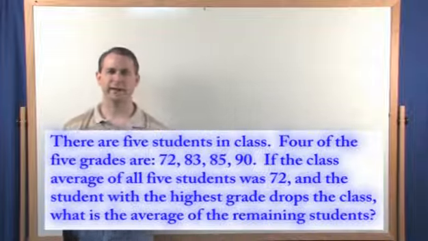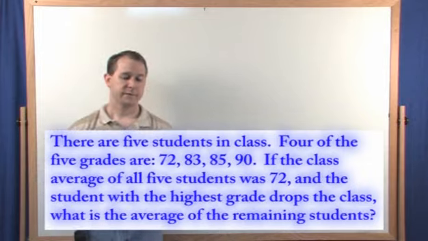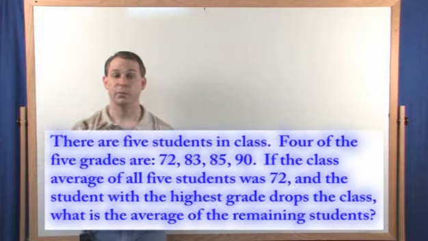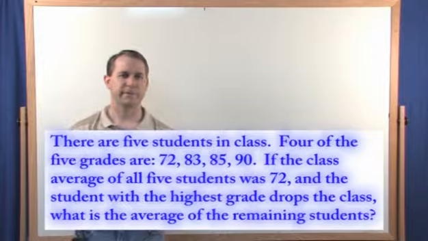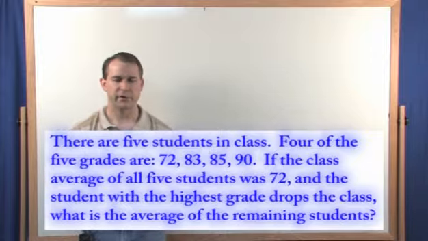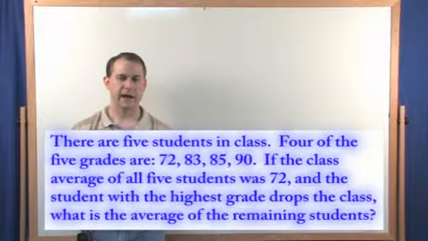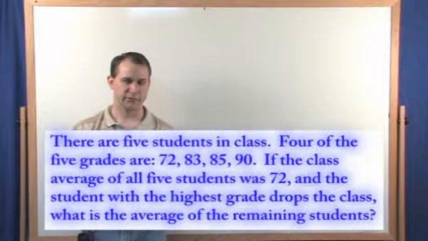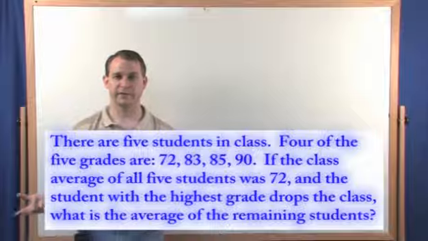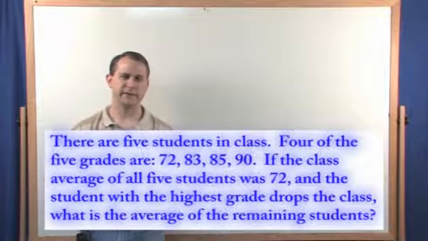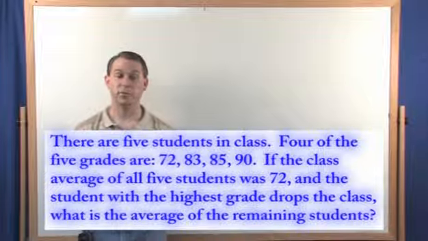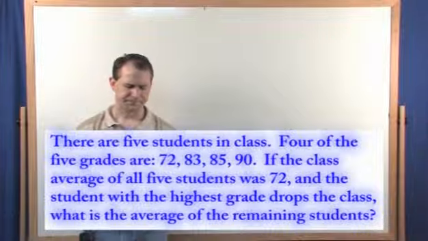So this is a problem that's kind of tricky on different levels. First thing is we know there are 5 kids in the class, but we're only given 4 grades. And we're given the class average of all 5 kids, even though we don't have all 5 grades. If the highest grade drops the class for whatever reason, he just gets sick and has to drop out, then the average of the 4 remaining grades is what we're trying to find.